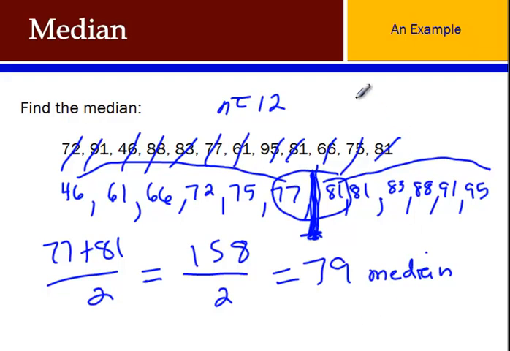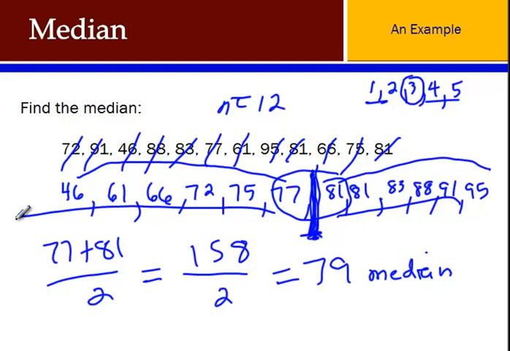Now, if we had an odd set, let me just do a small odd set here. Say this was our list of numbers: 1, 2, 3, 4, 5. Well, because it's odd, that number in the middle is 3. There's 2 below and there's 2 above, and there's no need to take an average. But when you have an even number of items in your data set, you have to take the average of the 2 that are in the middle, so that there will be 6 above that average, 6 below that average, and that number is in the middle of the numbers, and it's called the median.